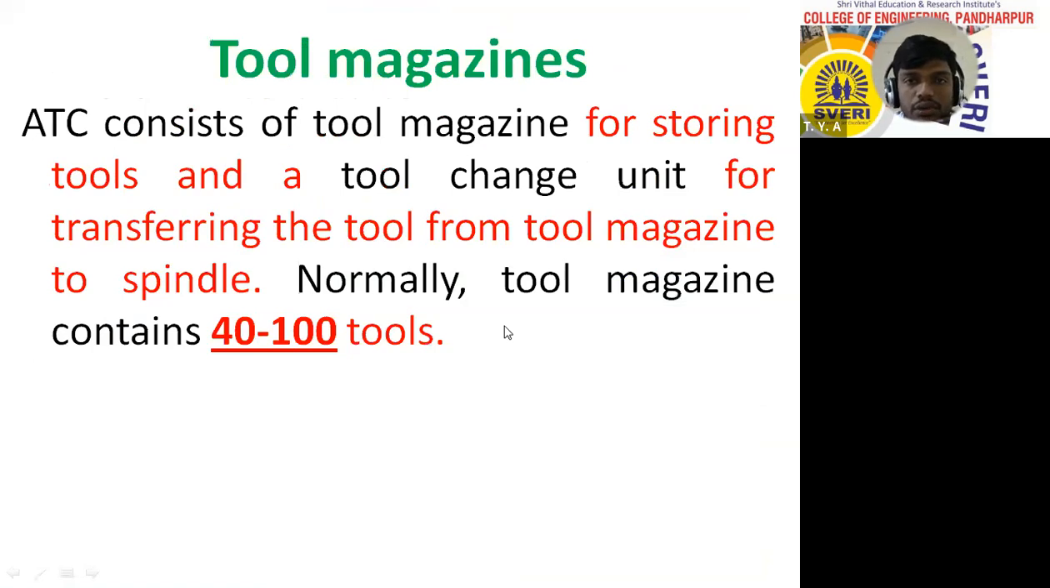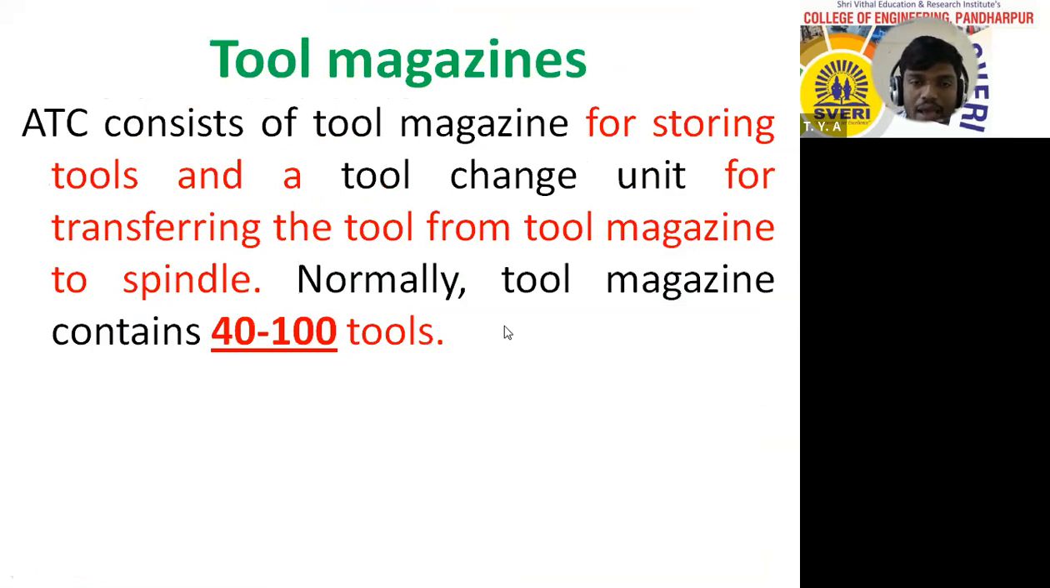Next, that is tool magazines. Tool magazines means an automatic tool changer consists of the tool magazines for storing the tools and the tool change unit for transferring the tool from the tool magazine to the spindle.